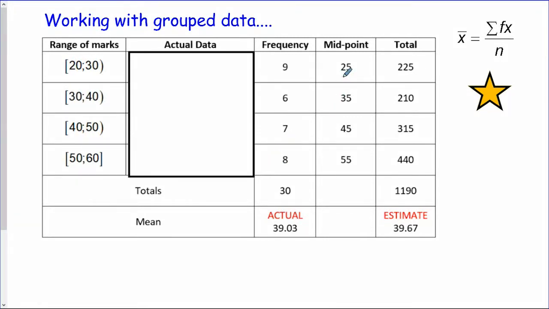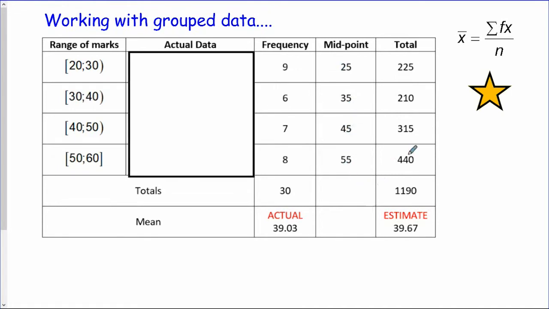And what we do is we assume that these 9 people who achieved marks between 20 and 30 averaged out at the midpoint. So in other words, we say 9 people got a mark of 25, right? We could be quite far out in our actual calculation, but as we'll see, it's actually not too bad an estimate, right? Likewise, these 6 people, we assume that they achieved on average the middle point of the interval.